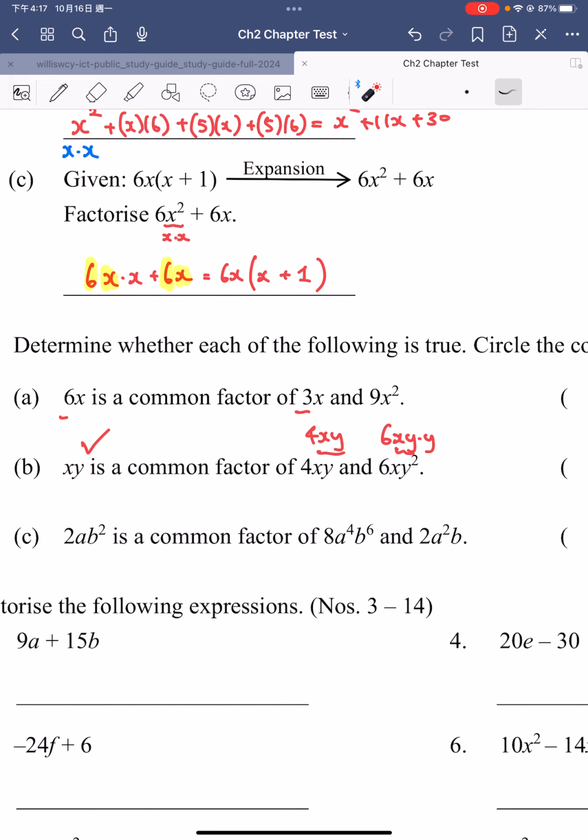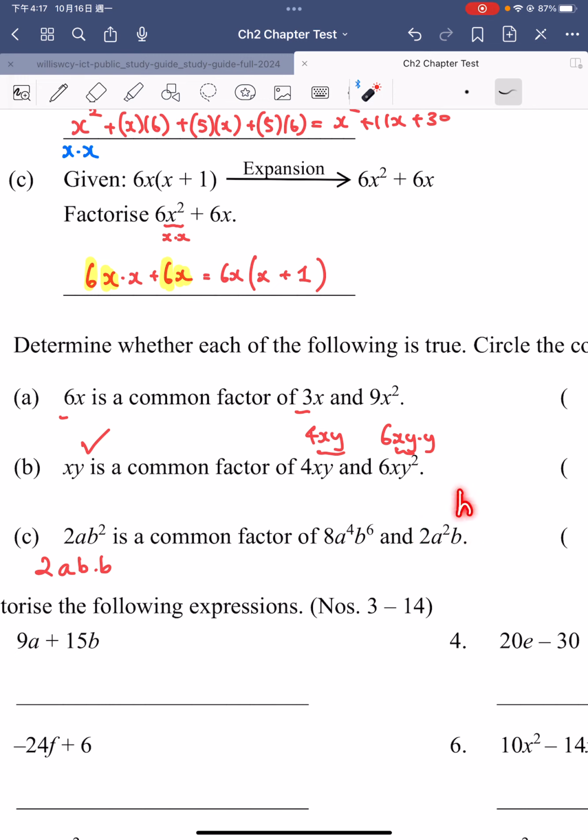So for the second part, we have 2ab squared, which means that we need to write 2ab times b. So if you look at the first part, there's b to the power of 6, which means that it's b times b times b times b times b times b. So there's actually the b squared here, so that's all right. So there's actually an a here as well, and 8 is a multiple of 2, so we can say this is the correct one. So let's see for this one, 2a squared b.